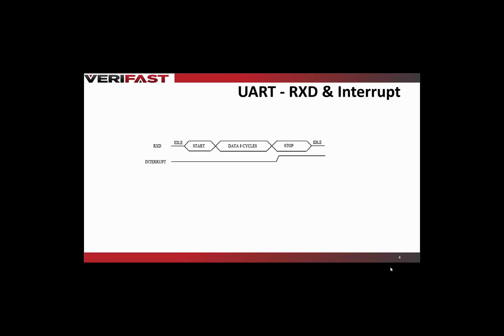Once the serial data input goes into the DUT and the DUT converts it into parallel data, it generates an interrupt. And once the host receives the interrupt, the host can issue a read transaction to read the parallel data from the DUT.